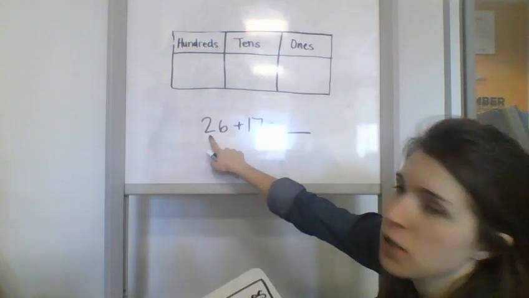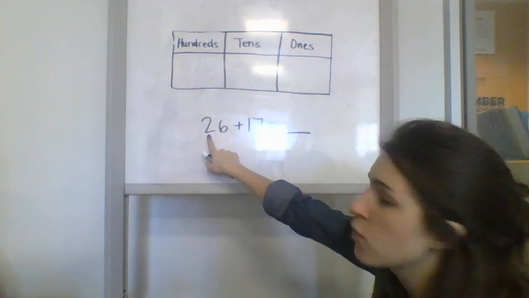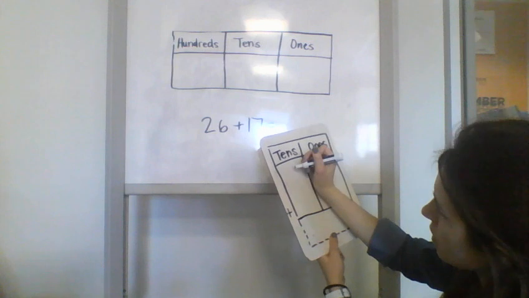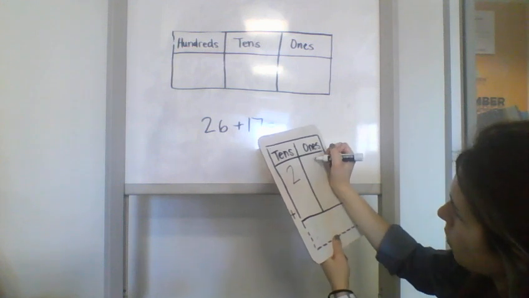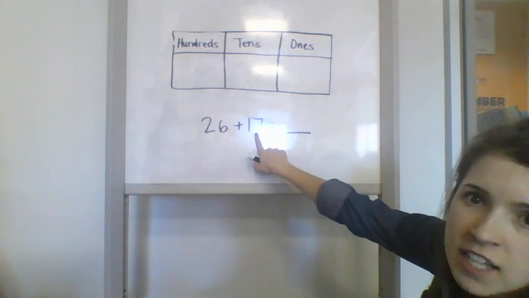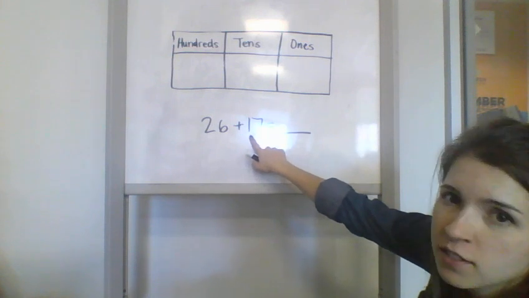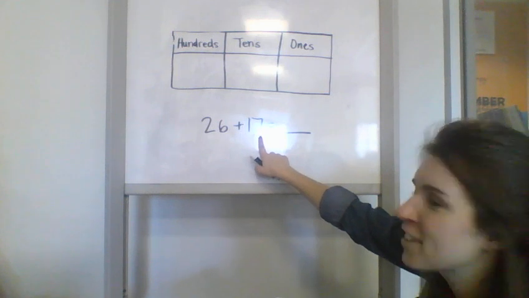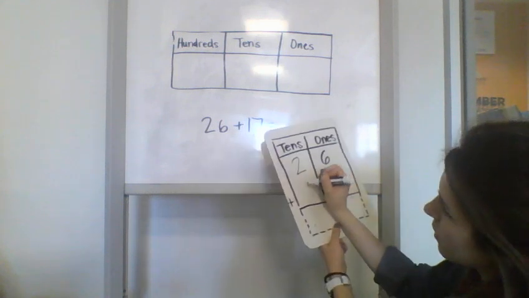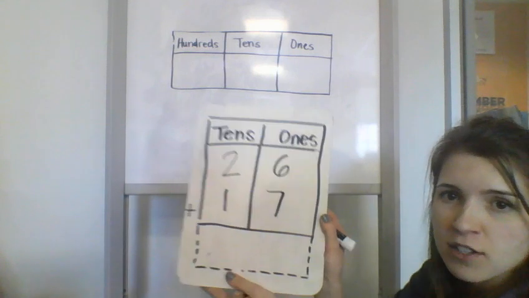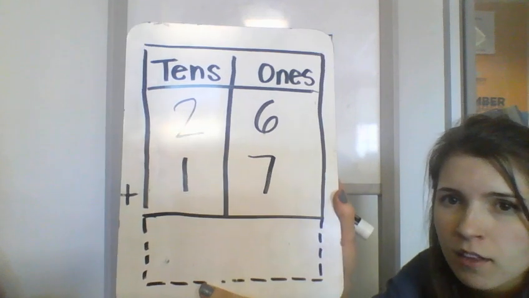So first let's start with 26. There's two groups of 10 and 6 ones. 26 plus 17. There's a 1 in the tens place value and a 7 in the ones place value. So I'm going to write the 1 in the tens place value and the 7 in the ones place value. So this is what I have on mine.